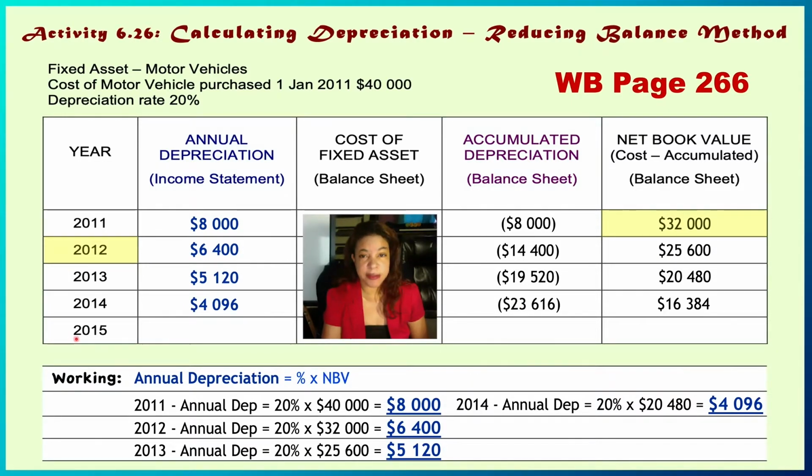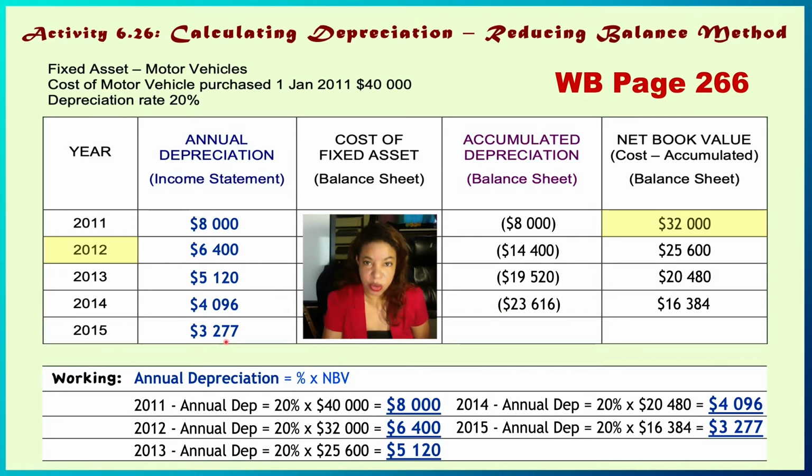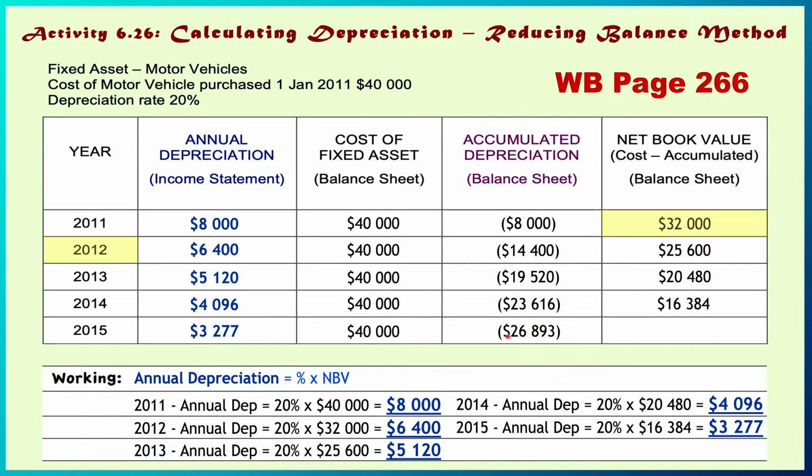And then finally, we have 2015, same calculation, percentage by net book value, and it will be the previous net book value, which is 16,384. So 20% by 16,384. And what you will get is 3,277 as your annual depreciation. Then you just work out your accumulated, which will be your previous accumulated, add your current annual depreciation, which will give you your new accumulated as 26,893. And therefore your net book value would be 40,000 minus the 26,893, 13,107. So that is it.